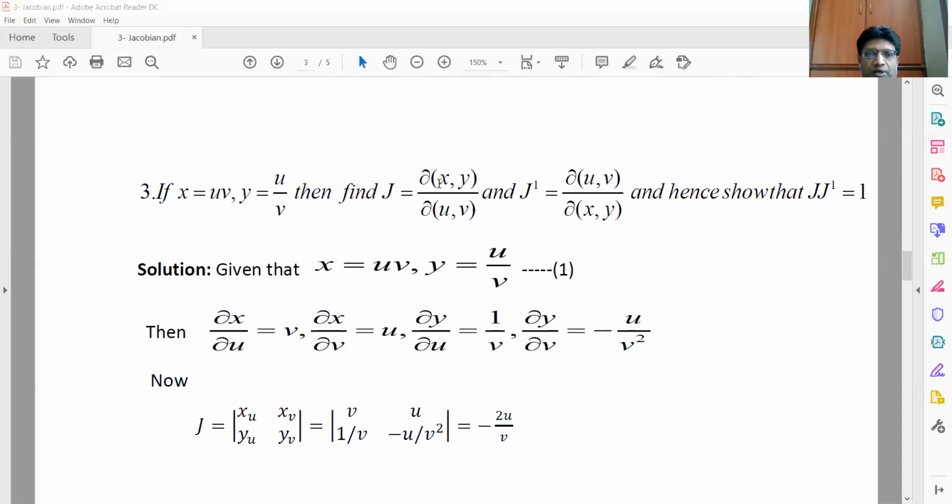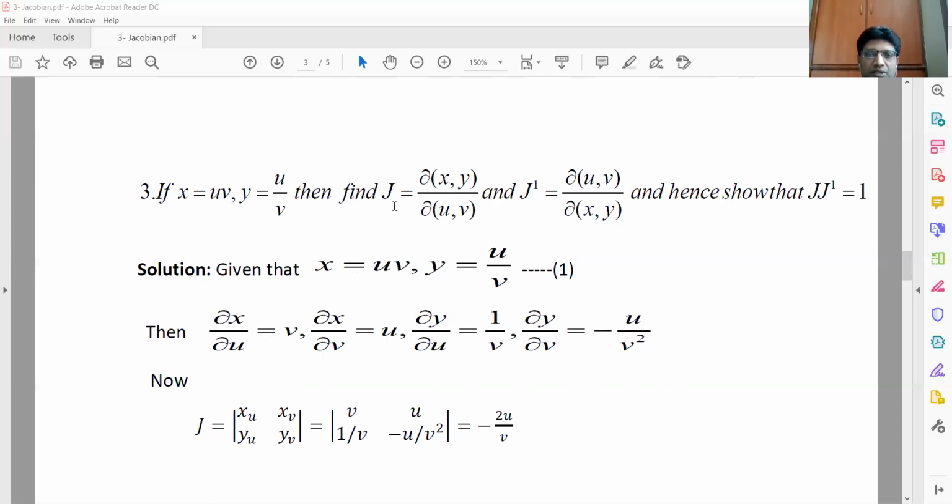For this, what do we require? Dou x by dou u and dou x by dou v. Dou x by dou u is v. Dou x by dou v is u. Next, similarly, I want dou y by dou u. Dou y by dou u is 1 by v. Dou y by dou v is minus u by v square.